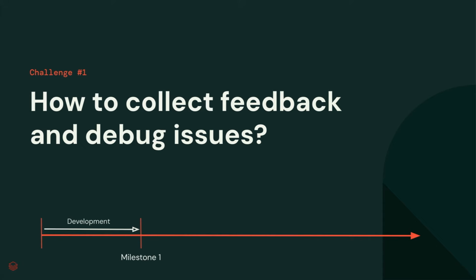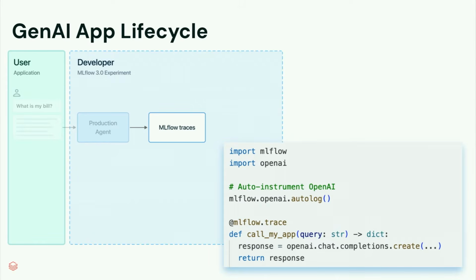Neither do I. So we actually need to be able to iteratively collect feedback from our subject matter experts and understand when they say something's wrong, what actually happened in the back of the application. And so to do this, bringing back the generative AI lifecycle here, we're going to have our testers, and we're going to have our agent, and we're going to implement MLflow tracing.